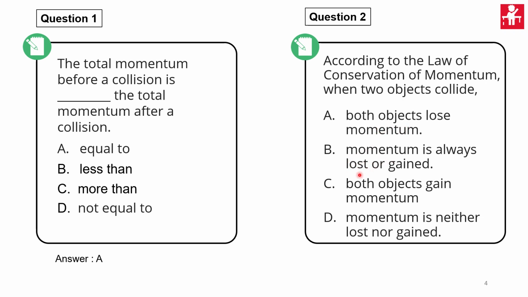Momentum is always lost or gained. Both objects gain momentum. Momentum is neither lost nor gained. The perfect one is D. Okay, that's all.